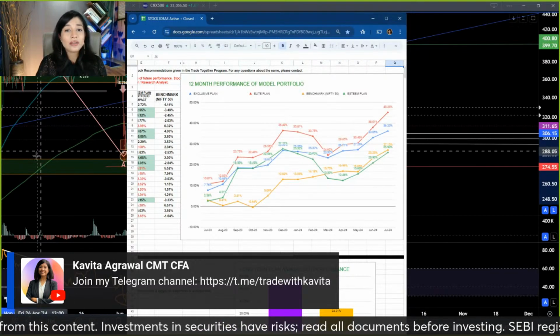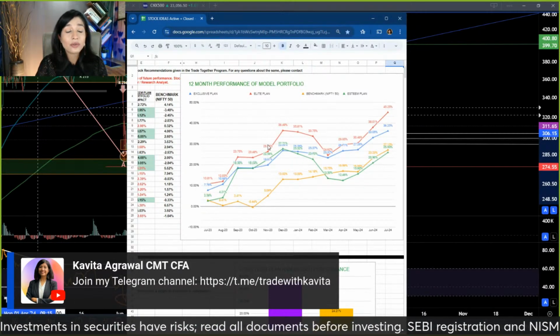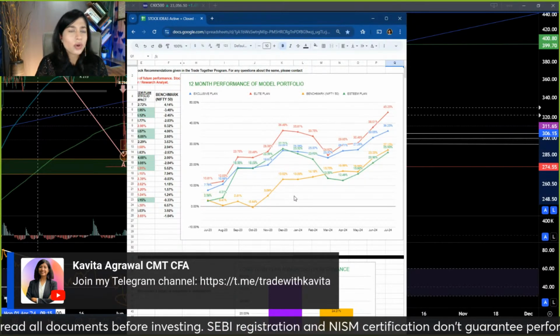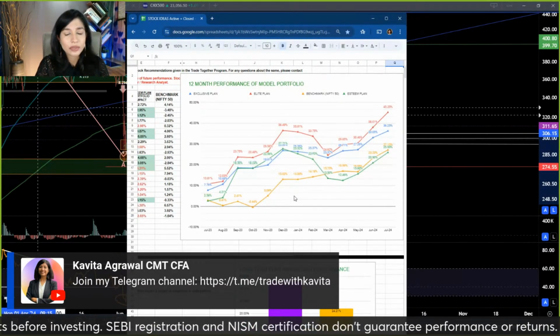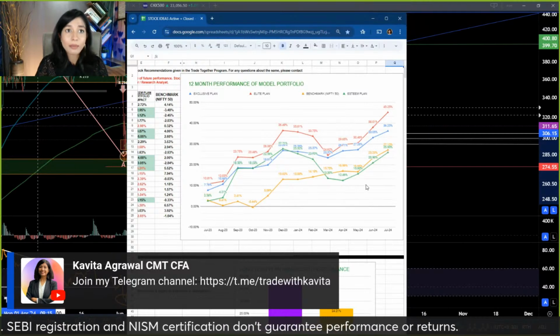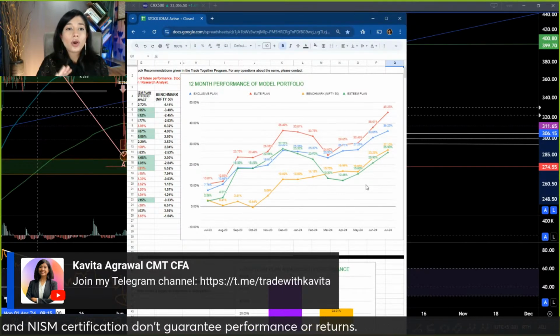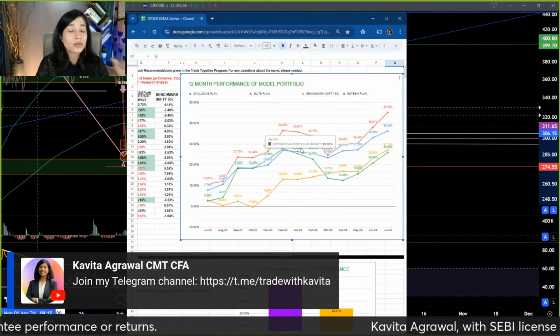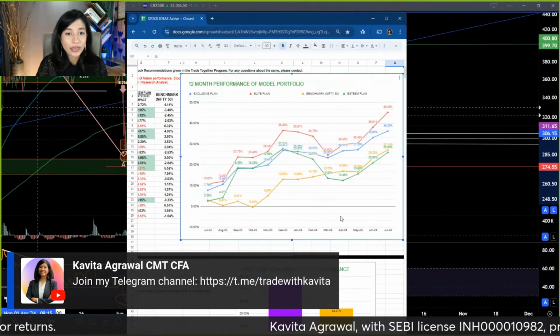The reason why I'm making this change is because it was making it very difficult for me to track performance. And it was causing lots of formula issues also because of the tiny little hyphen, complicating my life significantly. Also, a lot of you have been demanding that I create a model portfolio basis all the recommendations that I've given in the various programs.